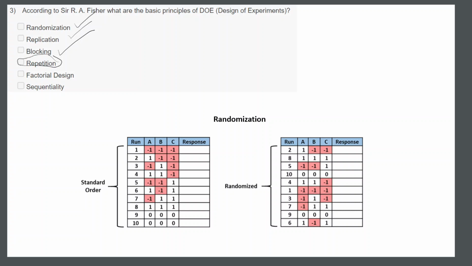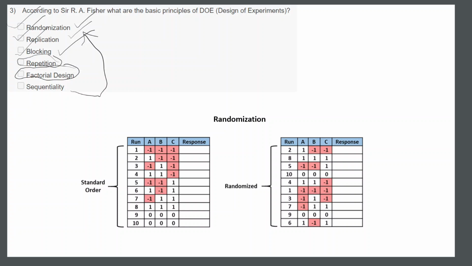Sequential factorial design is a method of DOE, and sequentiality is actually an issue. We should not do sequencing, rather we should go for randomization. So the answer is randomization, replication, and blocking. Okay, let's discuss what is randomization, what is replication, and what is blocking.